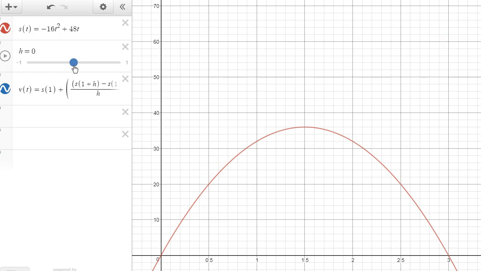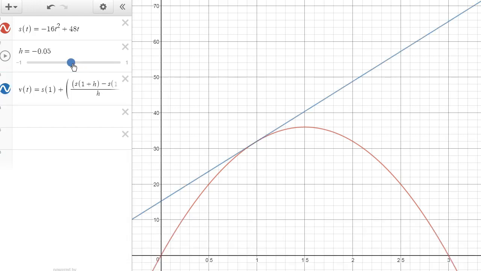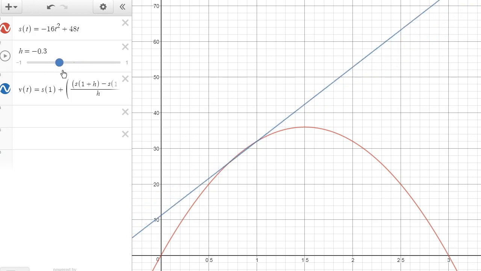And you can see what happens is the line disappears because this fraction I set up here, s of 1 plus h minus s of 1 over h, becomes 0 divided by 0. So again, the instantaneous velocity is sort of like undefined if you try to do it that way. But what we can do instead is look at what happens when you have very small moments of time, like 0.05 seconds before if h is negative, or 0.05 seconds after, and it looks like that gives you a pretty good approximation for the instantaneous velocity.